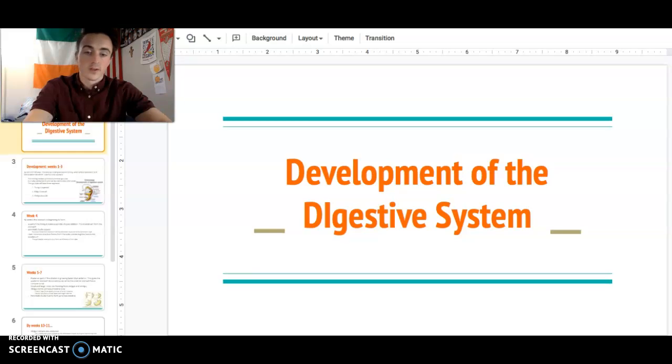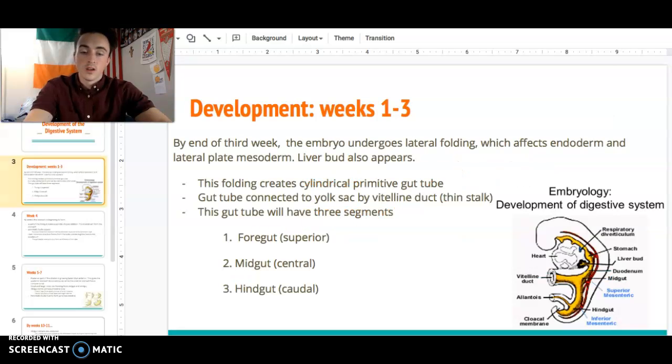So first I'll start with the development of the digestive system. Development for weeks 1 to 3: by the end of the third week, the embryo is undergoing lateral folding, which affects the endoderm and the lateral plate mesoderm. During this time, the liver bud also appears. This folding creates the cylindrical primitive gut tube.